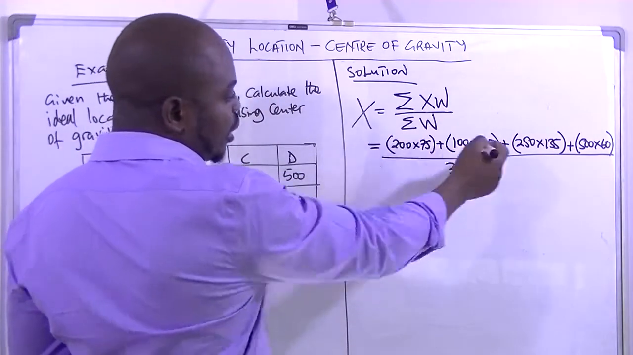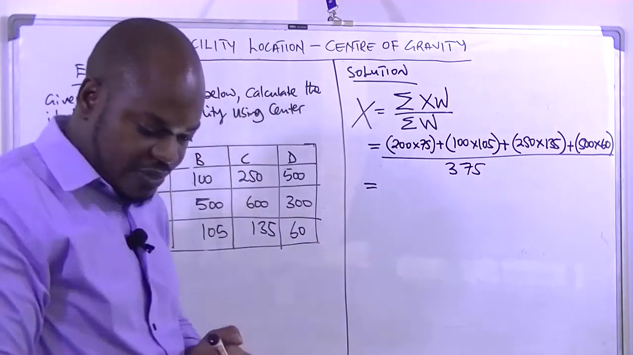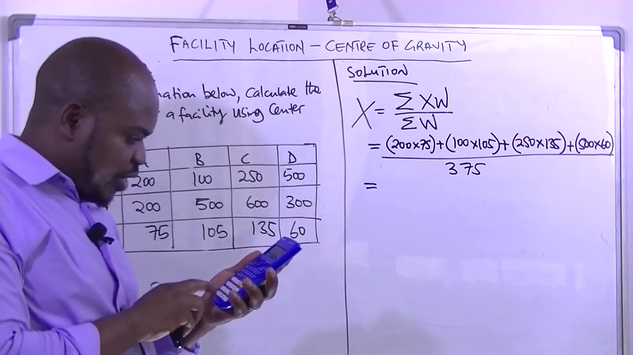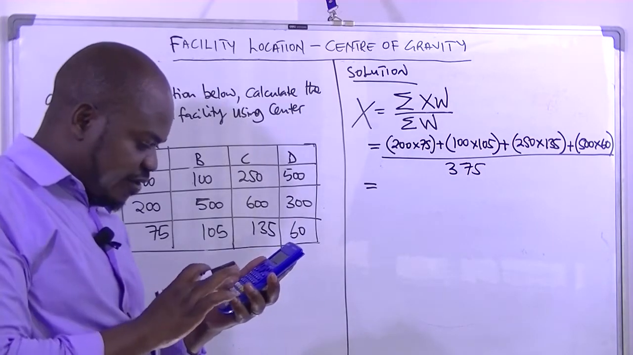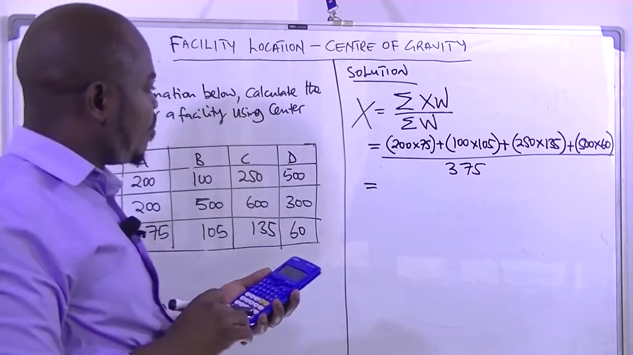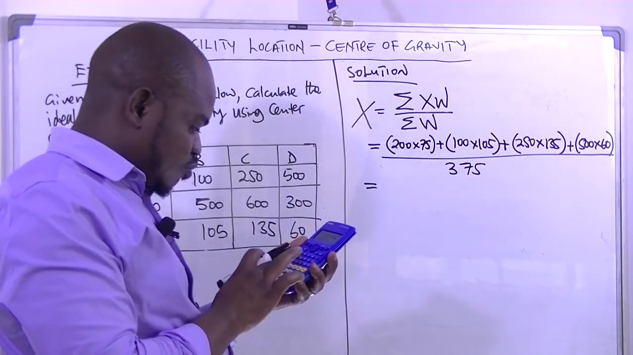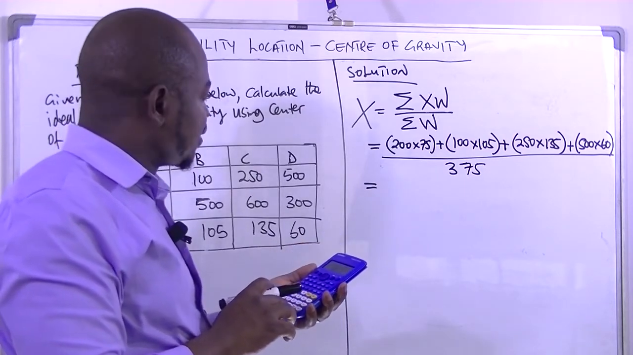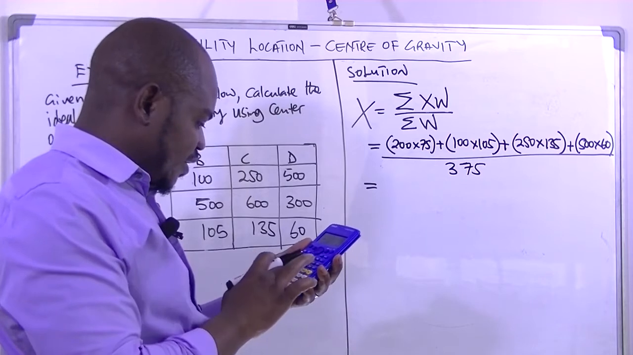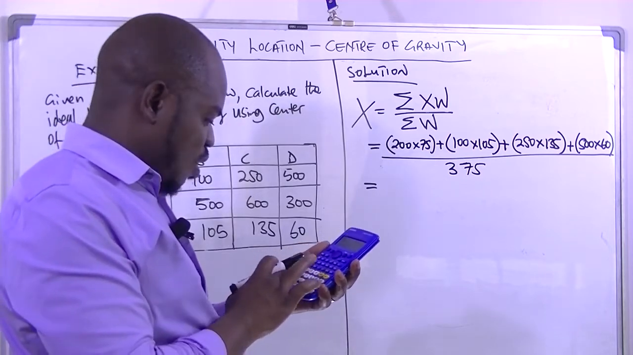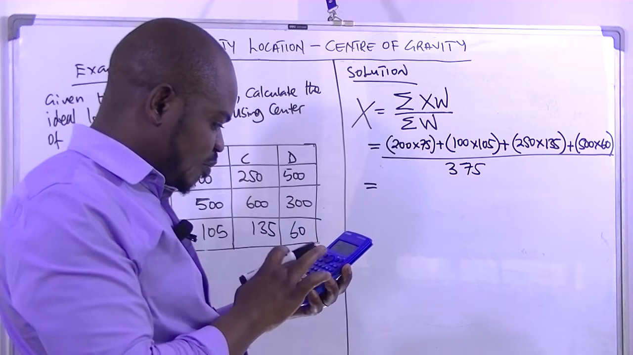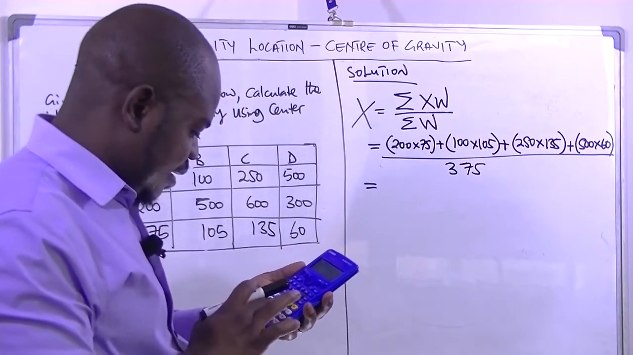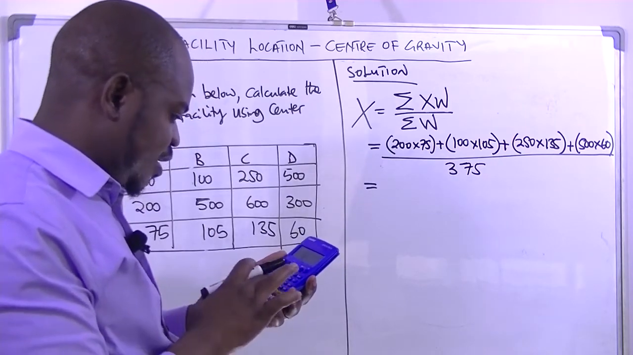Summation of XW, I need to compute here now. This will be open brackets, 200 multiplied by 75, close brackets, plus open brackets, 100 multiplied by 105, close brackets, plus open brackets, 250 multiplied by 135, close brackets, plus open brackets, 500 multiplied by 60, and then I close the brackets.